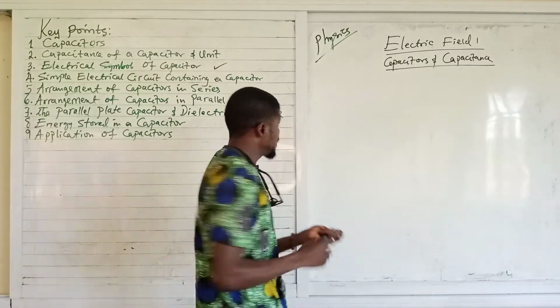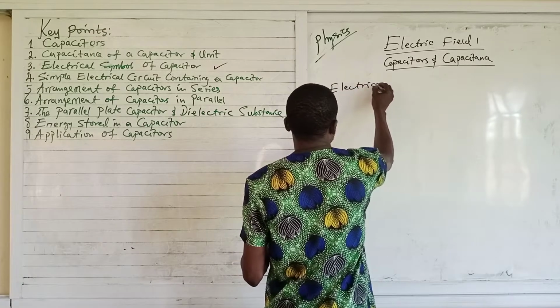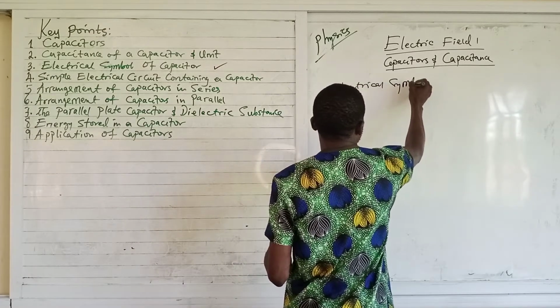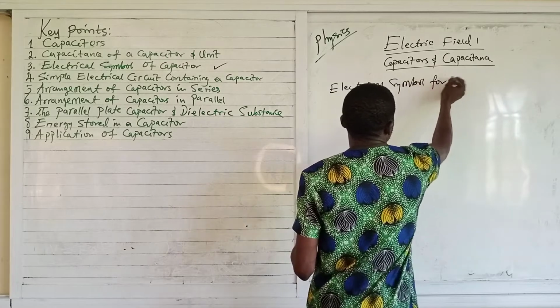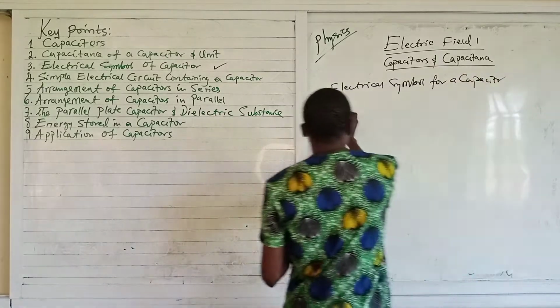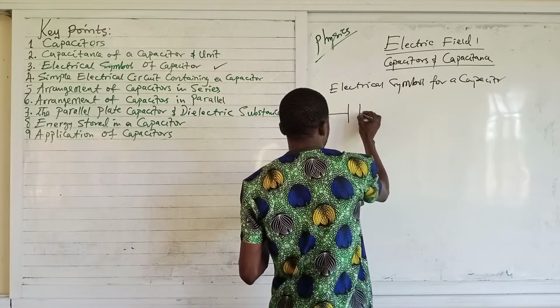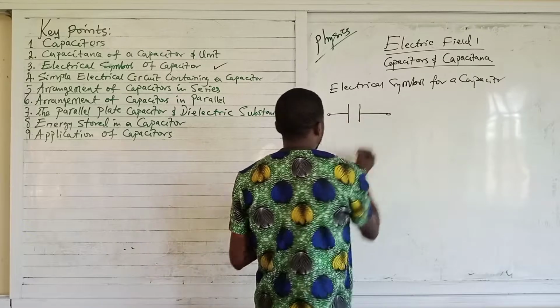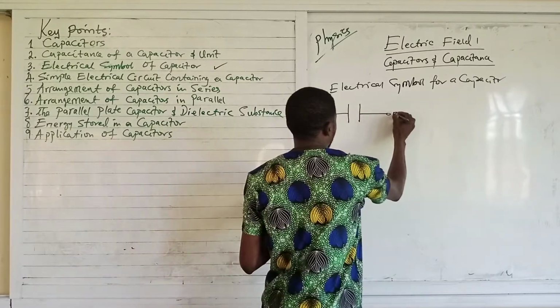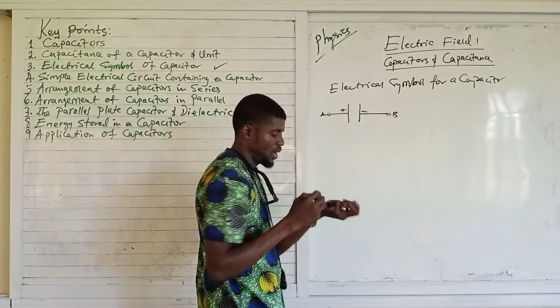The capacitor has an electrical symbol for a capacitor. You have something like this. This is the electrical symbol for the capacitor, where these are the terminals, Terminal A, B. The capacitor, of course, has polarities.